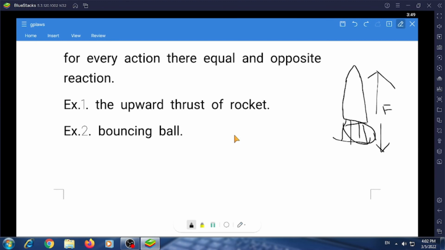Now the second example is a bouncing ball. What happens when we throw a ball on the ground? It will return in an upward direction. If there is no reaction, then the ball will stick to the ground, but a reaction happens. Due to these forces, the ball can bounce. So these are the two examples of Newton's third law.